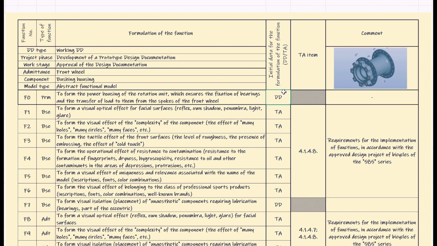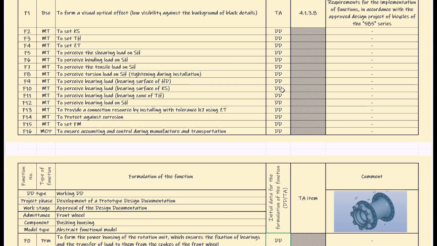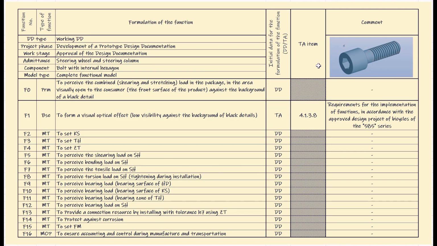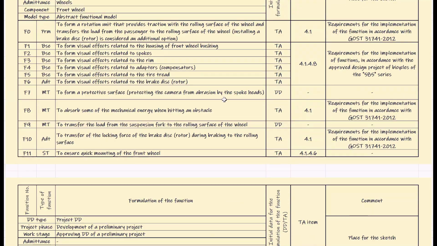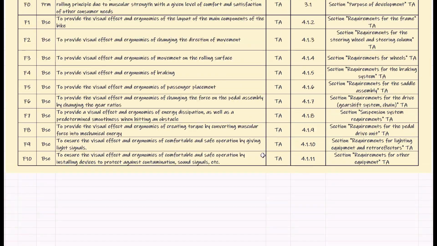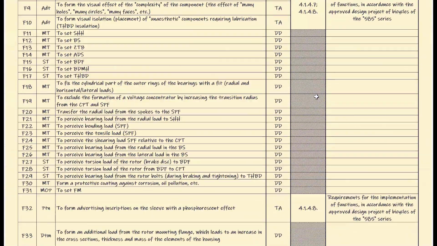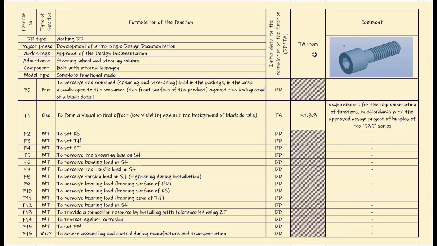As we can see, three of the four models are mixed from the point of view of filling the column initial data for the formulation of function: design documentation or technical assignment. This situation is typical. In the model of the upper level abstraction, only technical assignment is included as a source of information, which is also a typical case.